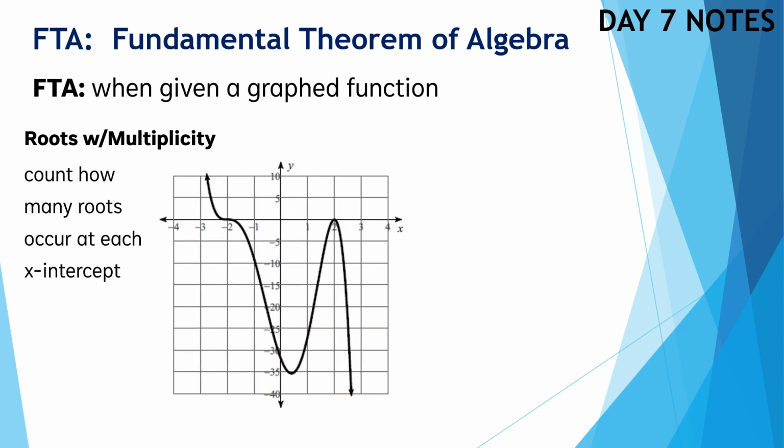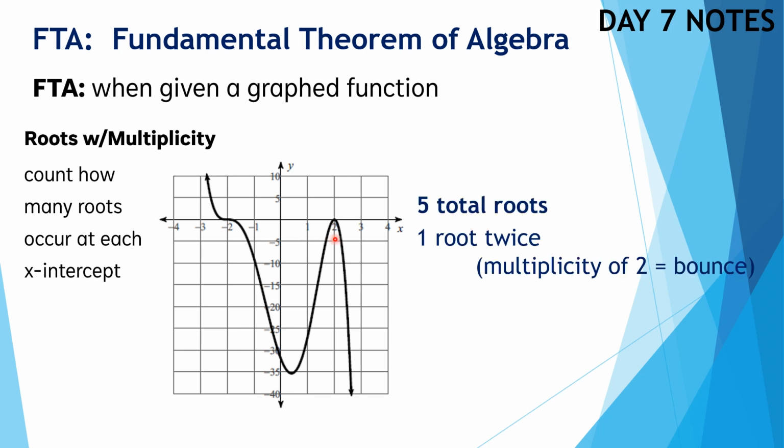Okay, our next example. In this example, I do see an x-intercept or a root at -2. And through that point, it's taking that squiggle shape or the cubic shape. So that would have a multiplicity of 3. And then I also see another x-intercept or a root at x equaling 2, and that one does a little bounce. So for that bounce, that will give us a multiplicity of 2. A multiplicity of 3 and a multiplicity of 2 gives us a total of 5 roots.